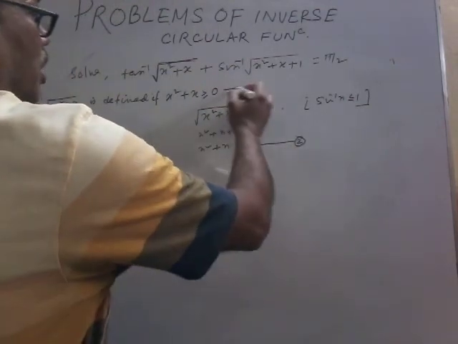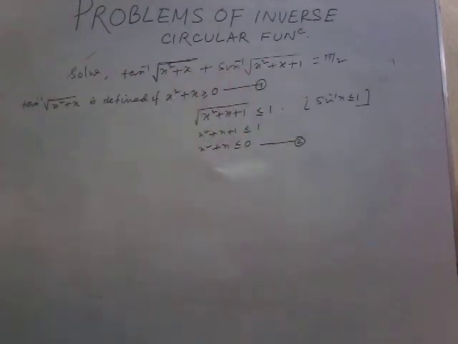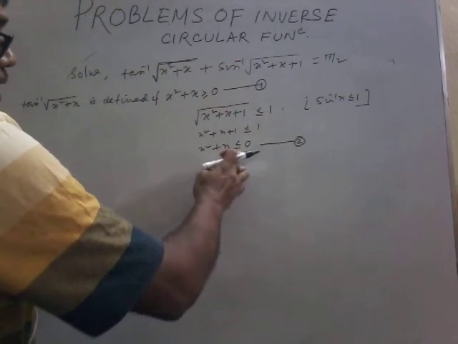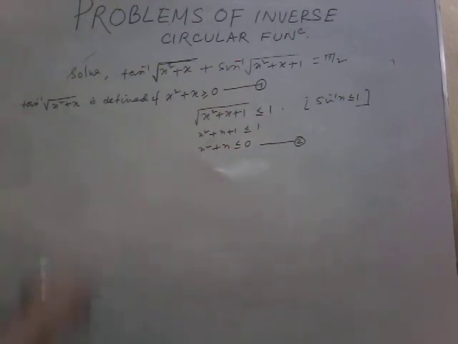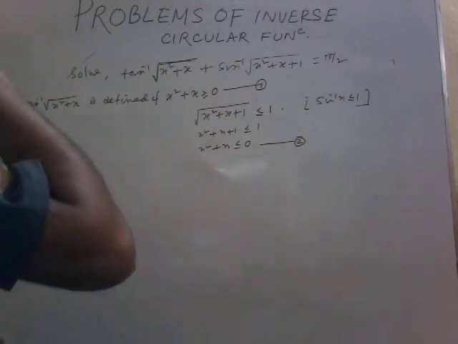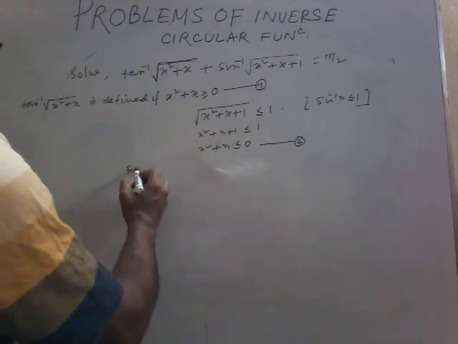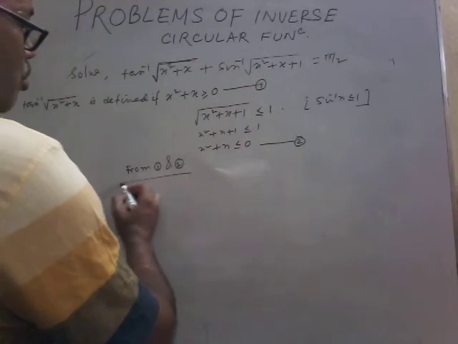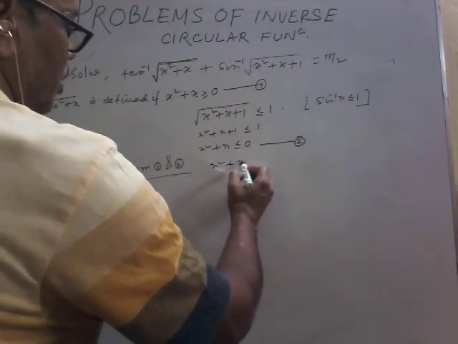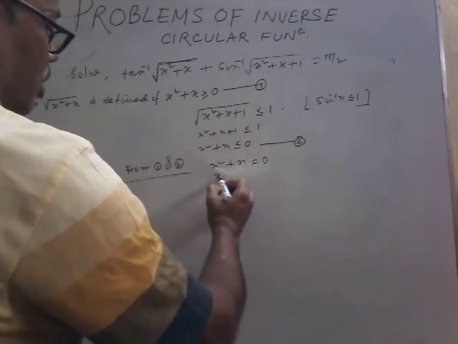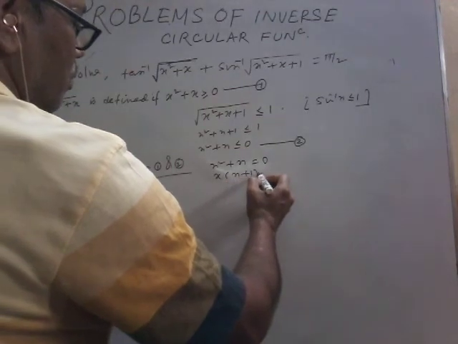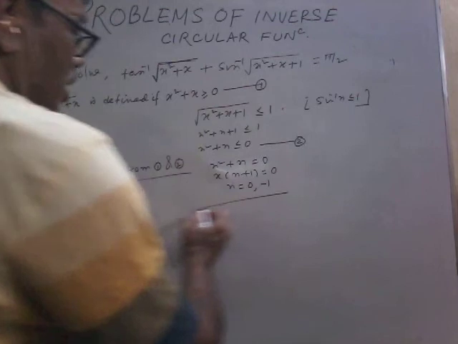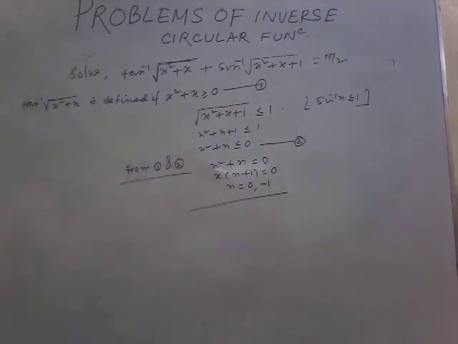This is condition 2 and this is condition 1. So one says it is greater than or equal to 0, the other says it is less than or equal to 0. So what is the common condition? Therefore from 1 and 2, x square plus x equals 0. So x into (x plus 1) equals 0. So x equals 0, -1.